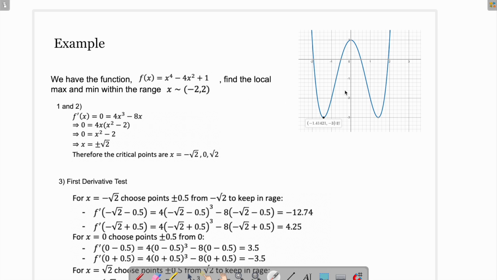I went ahead and did it on Desmos. So this is the graph it's produced. So let's flip from minus 2 to 2. Immediately we can see that this point here and this point here will be the local mins, and this point here will be the local max.